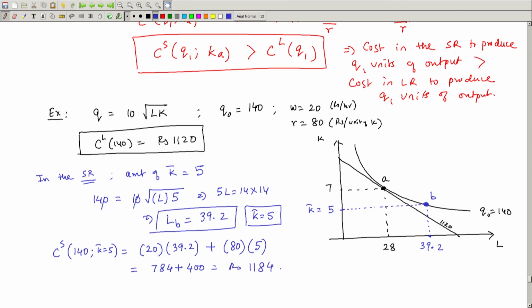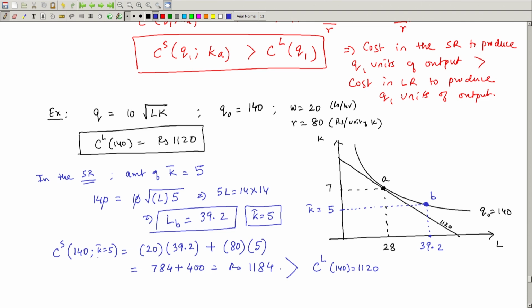So the cost incurred by the firm to produce 140 units when I have 5 units of capital is 1184, which is going to be greater than the cost that the firm incurs in the long run to produce 140 units, which was 1120 rupees, right?